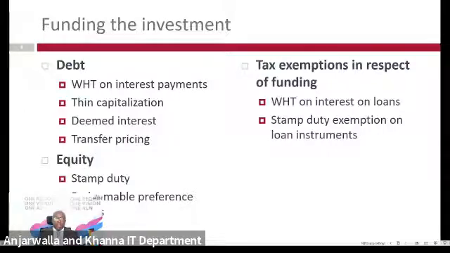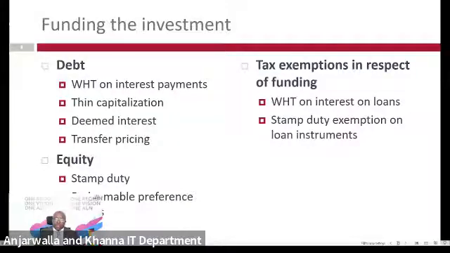Ultimately, it always has to be a balance between debt and equity. But currently, looking at the various generous tax exemptions granted for most of these large scale projects, in most cases these projects will be funded mostly by way of debt.